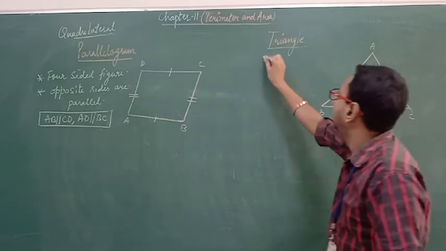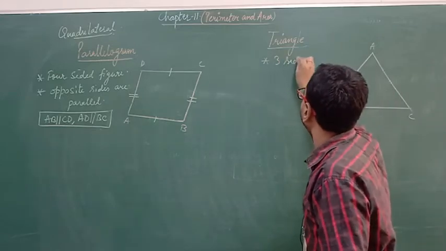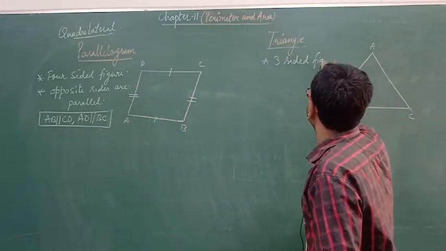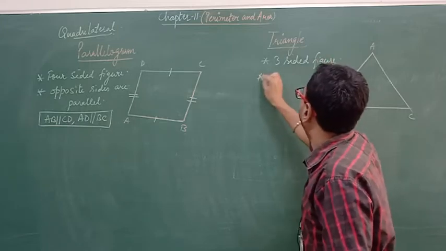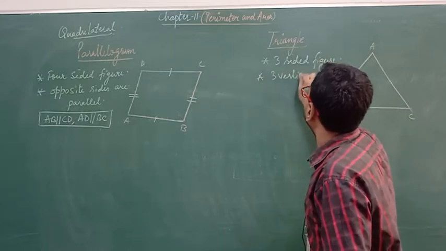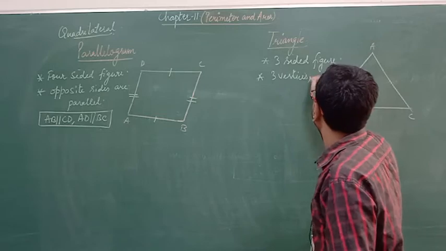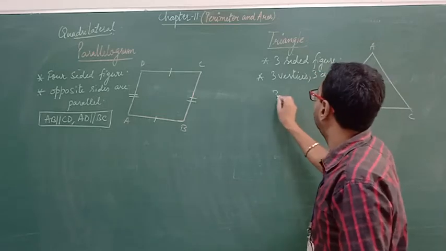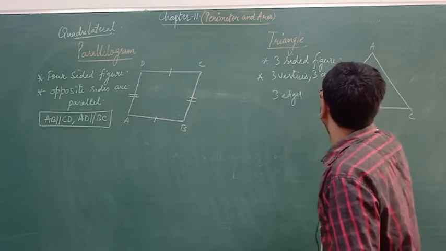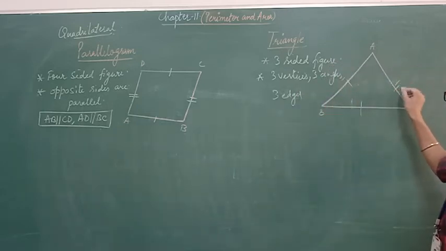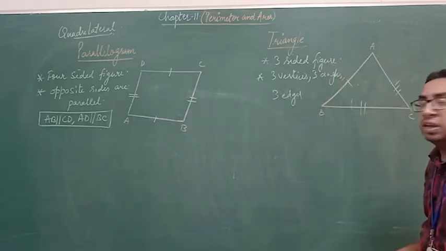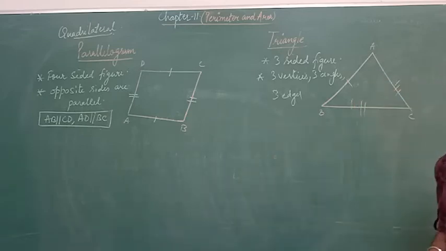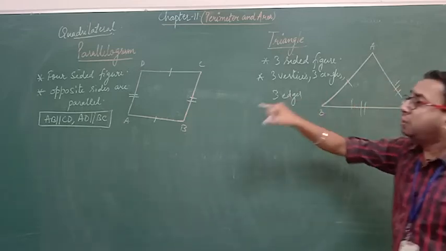What is a triangle? Again, a three-sided figure. Very good. Having three vertices, A, B, C, three angles, angle A, angle B, angle C, and three edges, AB, BC, AC. Are we clear? Secondly, we don't have any diagonals in this, and we will not include diagonals.